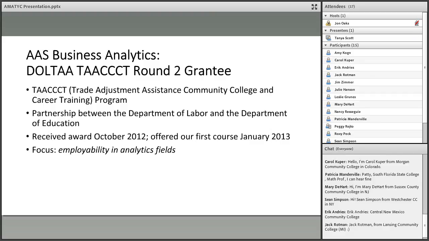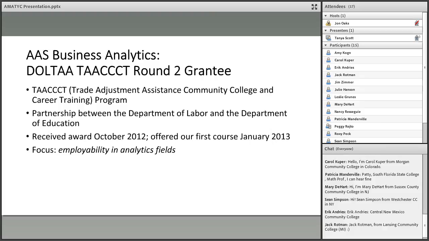Shaw as well. So a little bit about the AAS in Business Analytics. In North Carolina, we offer what's called a technical degree. So we have the AA and AS degree, and then on the technical side, we have the Associate in Applied Science degrees, and that's where Business Analytics falls. It's within the Business and Public Services Technologies Division.